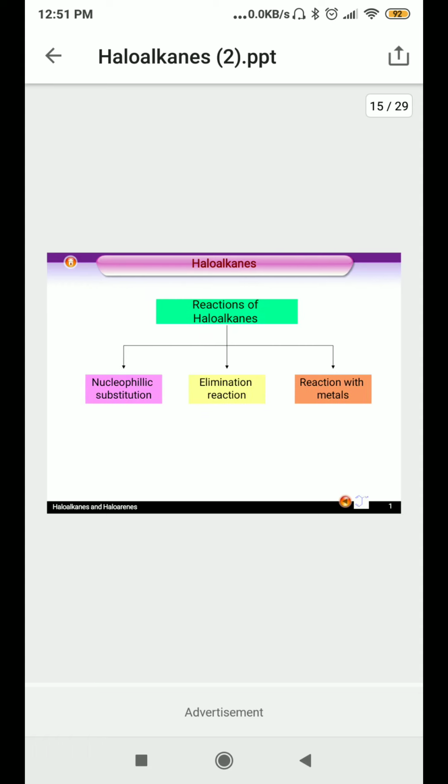So here I have written, the rest of the topics of haloalkanes I will discuss in the next video. So thank you so much. And from this slide I am just winding it up. Here it is written that there are three types of reactions given by haloalkanes, that is nucleophilic substitution, elimination reaction, and reactions with metal. So in detail I will discuss in my further slides.